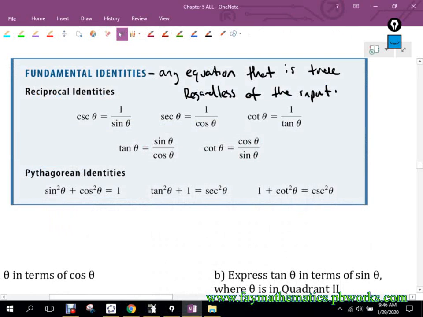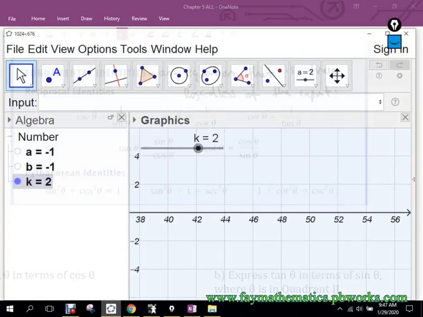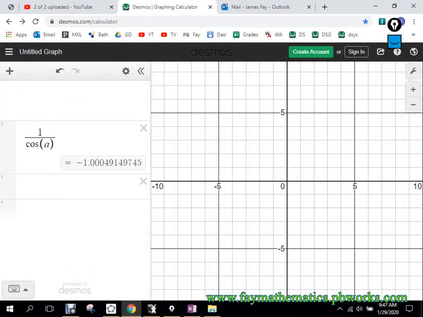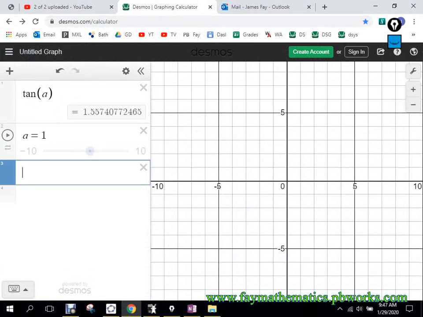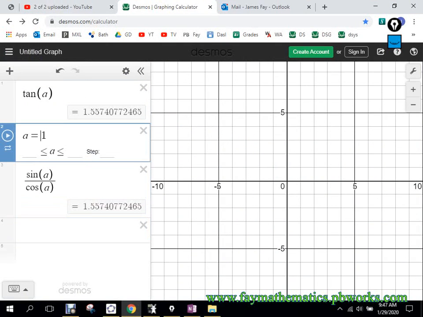One of the most important identities that we come across is tangent. Tangent is equal to sine over cosine. We've already talked about that, right? No matter what I type in, if I take tangent of A and then sine of A divided by cosine of A, no matter what I choose, unless it's not defined. Cosine's got to be 90, so let's say I type in 90.